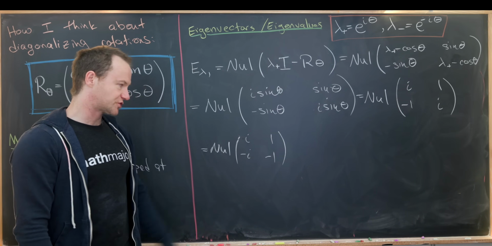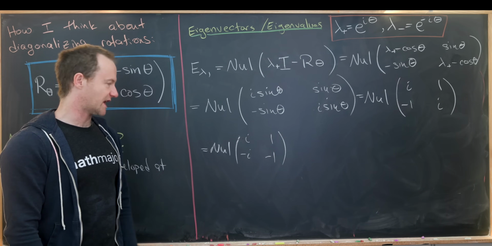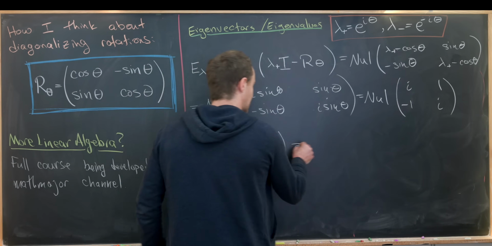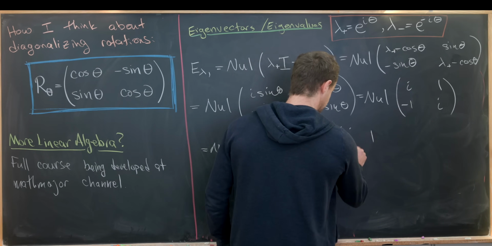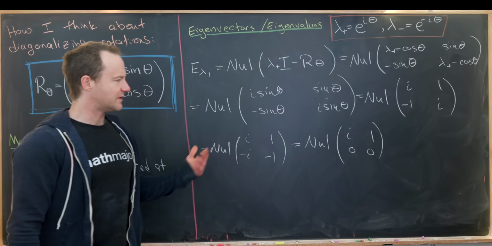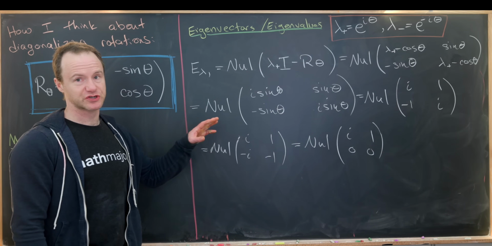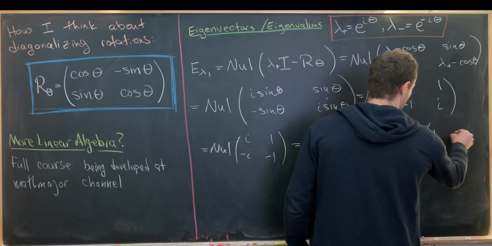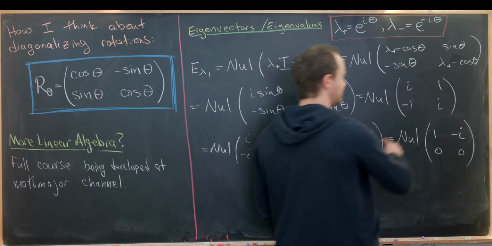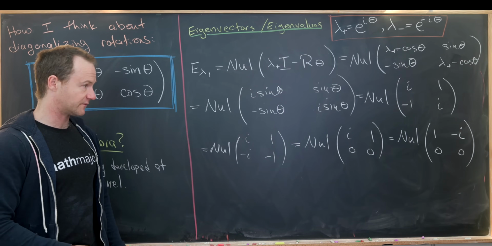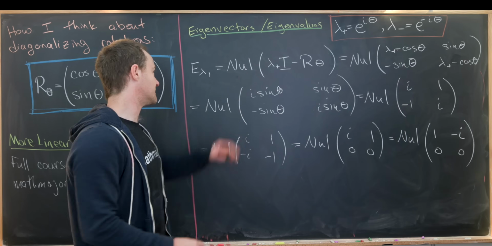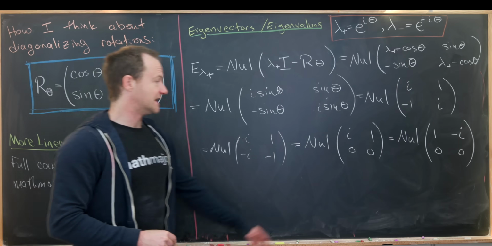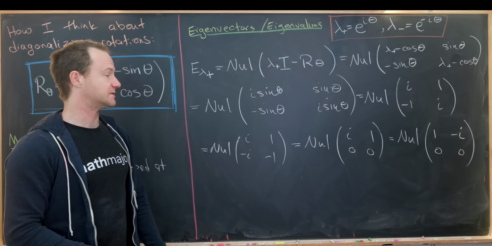Now we can add the first row to the second row and make that our new second row. Row operations don't change the null space. That gives us the null space of i, 1, 0, 0. If we really wanted to, we could multiply this first row by minus i just to clean it up a little bit. That gives us the null space of 1, minus i, 0, 0, which is technically in reduced row echelon form. So the null space of our original matrix, which is the eigenspace for lambda plus, is the same as the null space of this row reduced matrix.